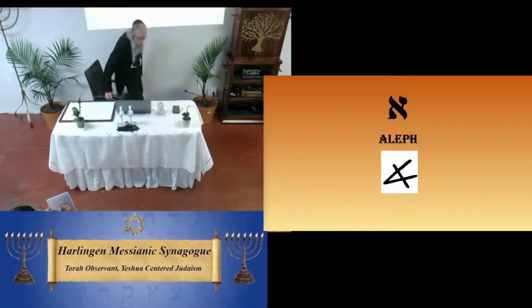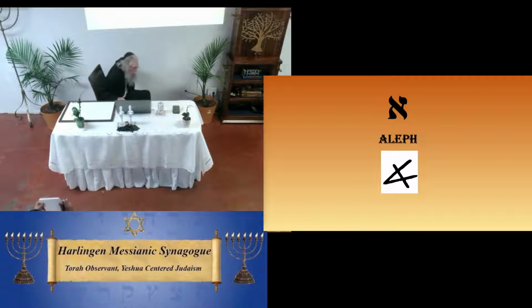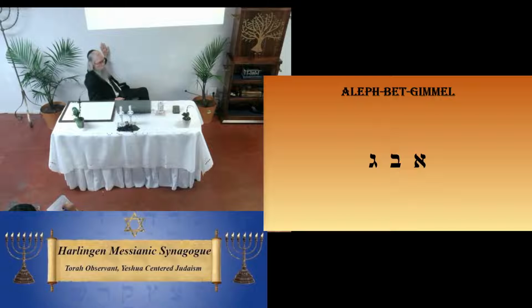Go back to the three letters. So aleph. The next one is beit, which, as we'll show you in just a minute, is house, bayit. So the significance of the beit, the second one, is house. The significance of the third one, gimel, means camel.